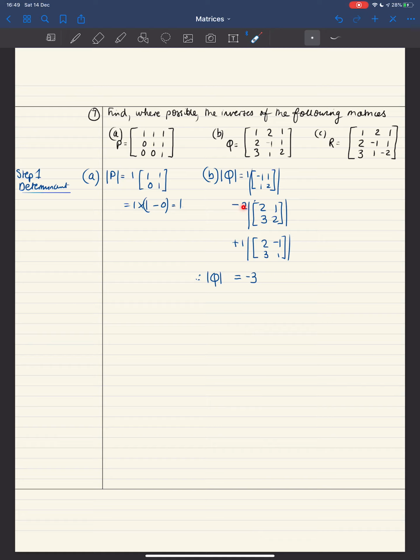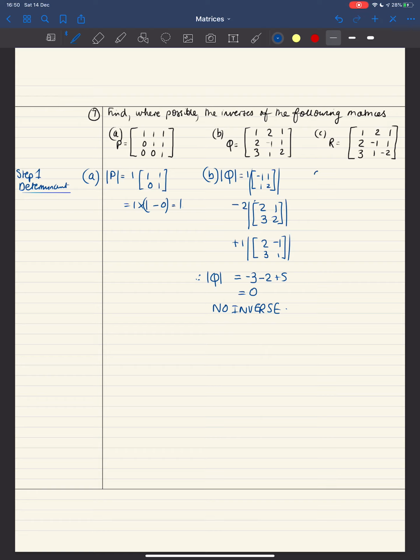And then you've got minus 2 times 1, minus 2. And then the next one, it's plus 1, and it's 2 minus 3, so it's minus 1, which gives 0 in total. No, so that's the end of that one. It doesn't have an inverse is the answer for that one. Okay.